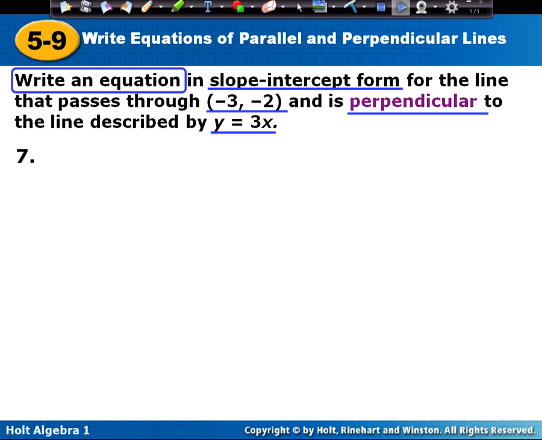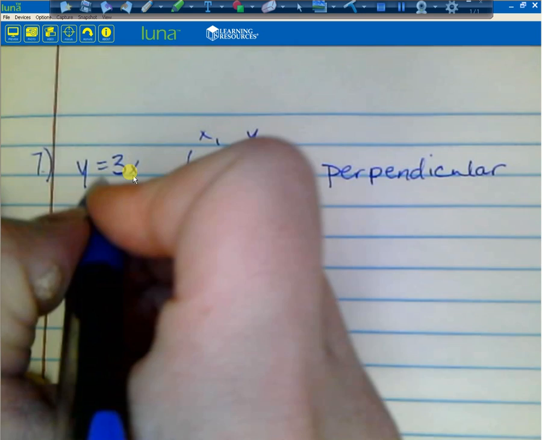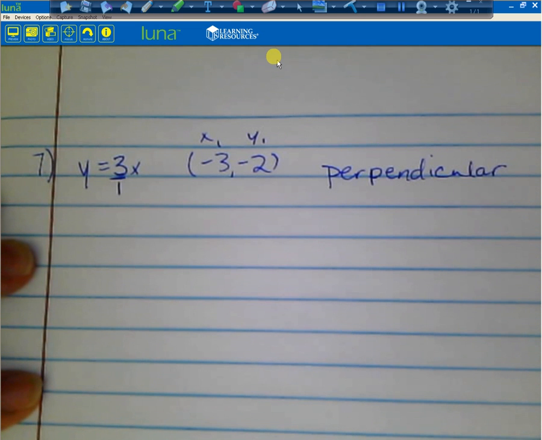All right, this is what you should have on paper, and I want you to go ahead. It's already in slope-intercept form. Determine what your slope should be for a line that is perpendicular to this line. If it helps, I can show you that 3 is the same thing as 3/1. And go ahead and try and work this one out on your own.